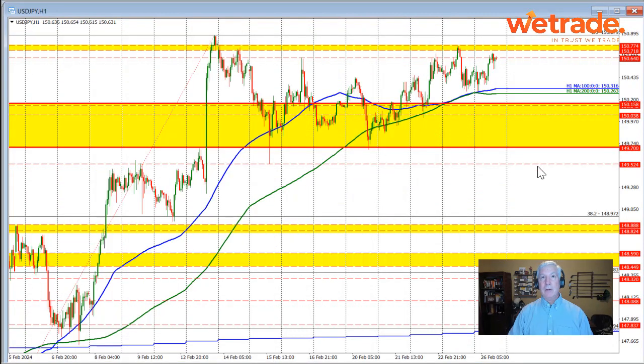But for now, on the hourly chart, what is key is staying above the hourly moving averages, the 100 and 200 hour moving averages. As long as we do that, the buyers remain more in control.